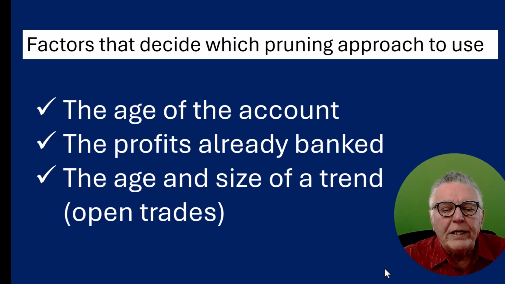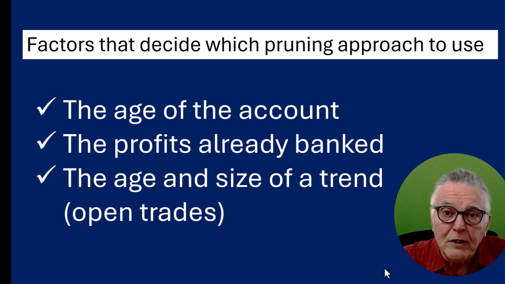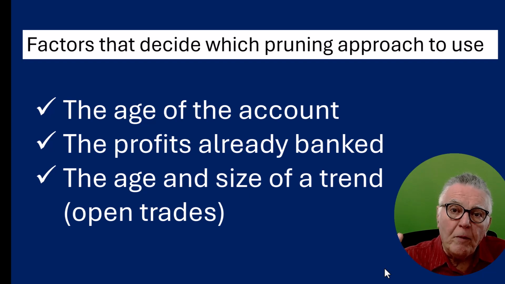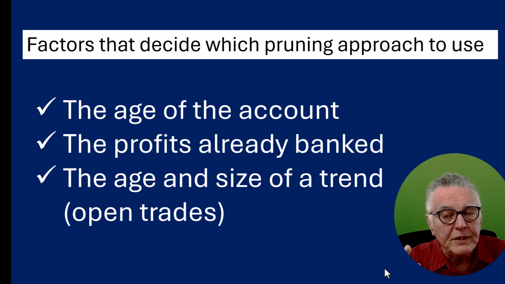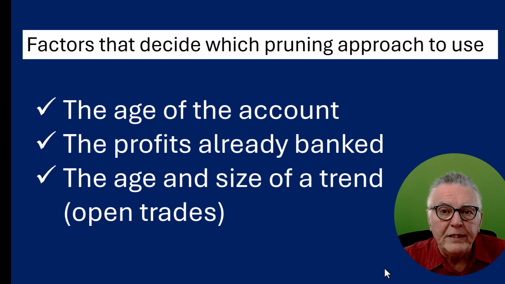Then you need to look at the age and size of the trend. Now, in our example there, the trend was 480 pips. It's a long trend. It's been going for about 3 weeks, and you need to take that into account. What is the possibility of the price retracing enough to hit the profit retrieval target? So what you would do is you'd use a combination of the two. You would prune and prune and prune until the profit retrieval process activates again and cashes in all those open trades on a positive basis.